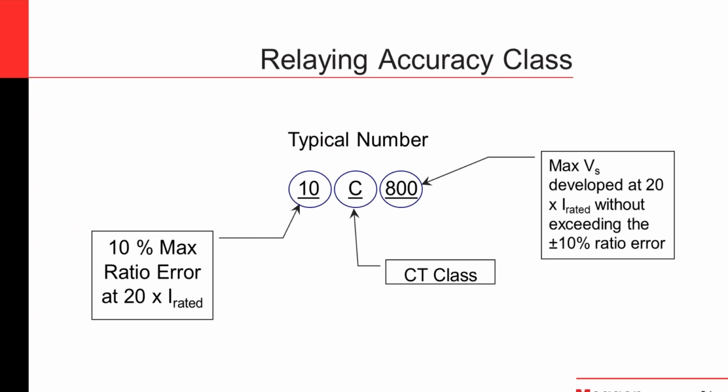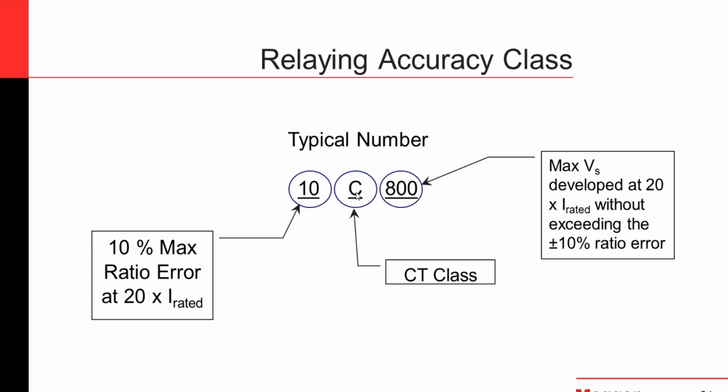Another thing is the relay accuracy class. Some of the typical numbers that you might see on a CT when you're testing a CT are given here. This is an example: 10C800. What does it mean? The 800 here means the maximum secondary voltage developed at about 20 times the rated current without exceeding the plus or minus 10% ratio error that we mentioned.